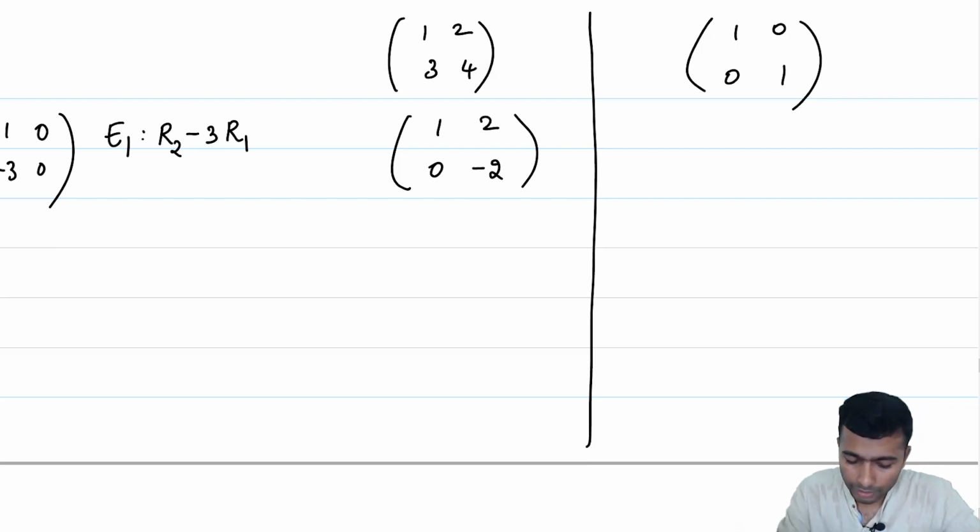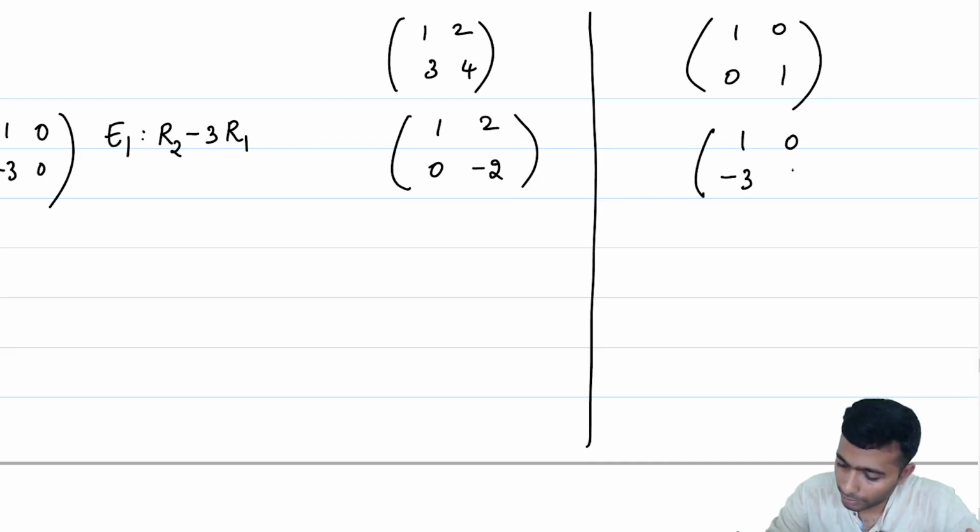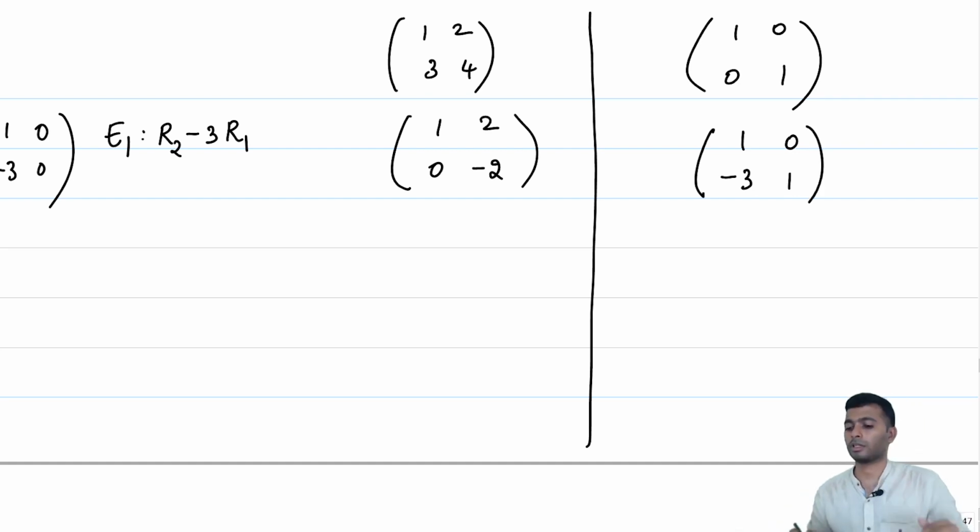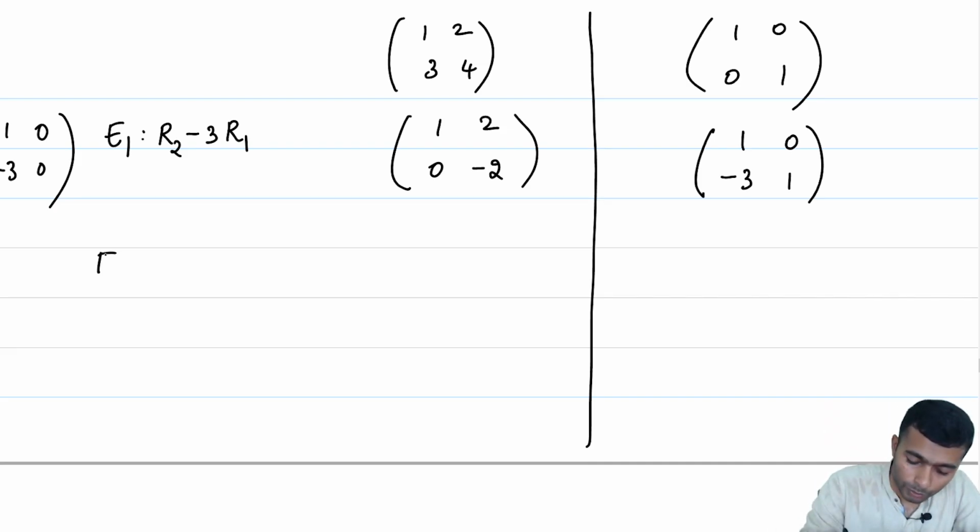Okay, so what will be the effect on the identity matrix? 1 0 remains unchanged. So, a minus 3 comes here and yeah, we have already calculated what that is. It is the first row operation that we did. And how about the second one, E2?